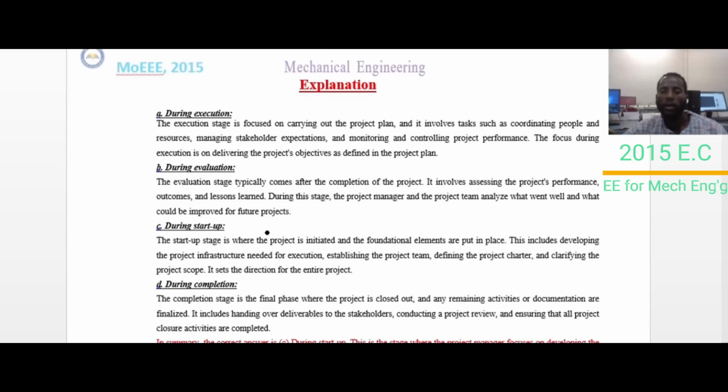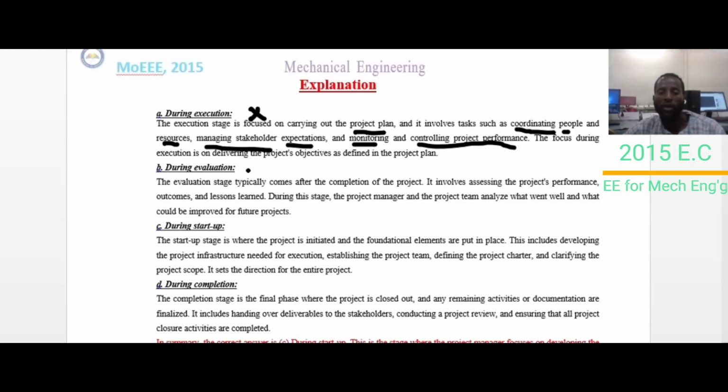So when I explain each option, during execution, the focus is on carrying out the project plan and involves tasks such as coordinating the people and resources, managing the stakeholders' expectations, and monitoring and controlling the project. So the focus during execution is on delivering the project objectives as defined in the project plan, rather than providing the infrastructure needed for project execution. So B is not the correct answer.